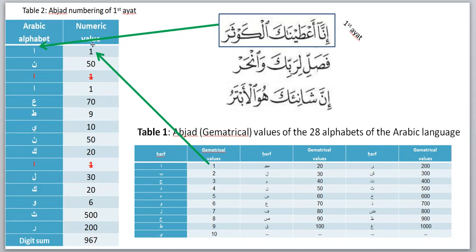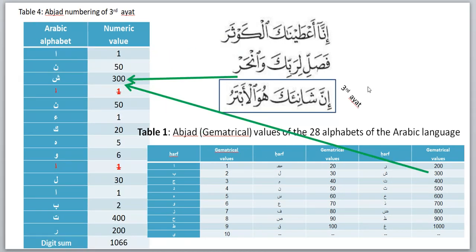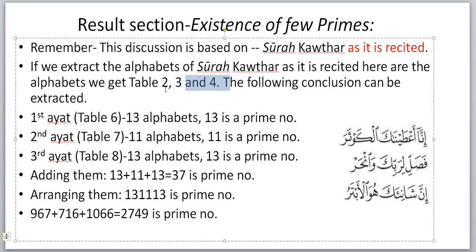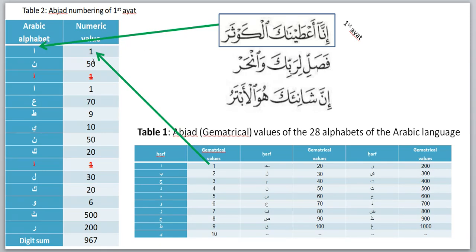That means table 2 is this one, for the first ayat, table 3 is this one for the second ayat, and table 4 is this one for the third ayat. This is actually told here. The following conclusion can be extracted. First ayat, table 2. For the first ayat, 13 alphabets we actually see. So how 13 alphabets? This is the first ayat, table 2.